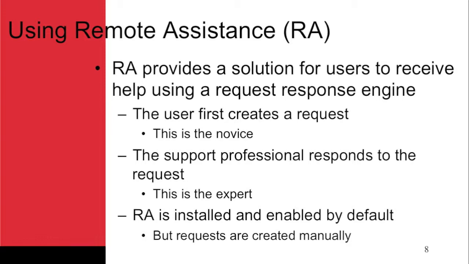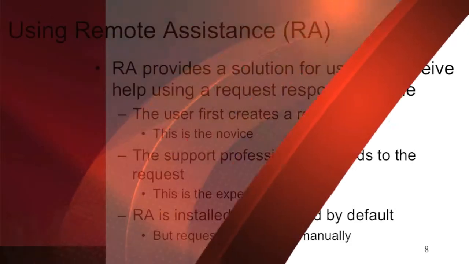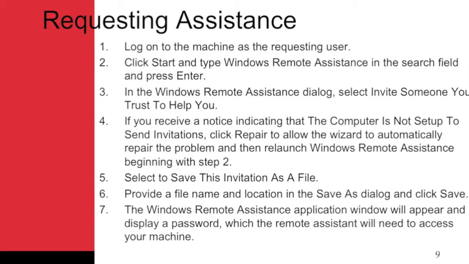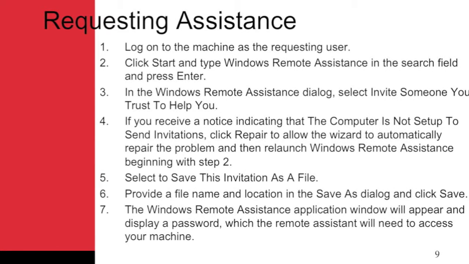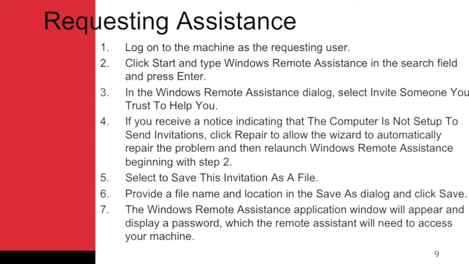First, the user must create a request, and then the support professional responds to the request, and the remote assistance is installed and enabled by default. But your request must be created manually. The first step in using remote assistance is to request assistance. You can do that by following this procedure.